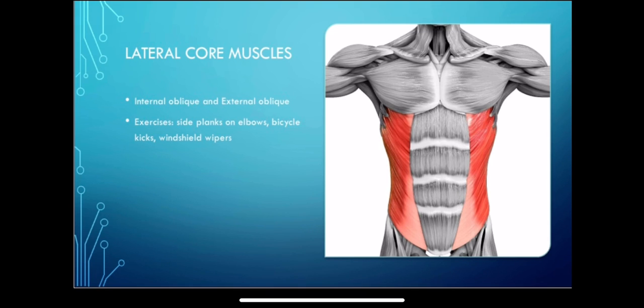Alright, so our next group of core muscles are the lateral core muscles. This is mainly made up of the internal oblique and the external oblique. The ones that are highlighted on the right are the external, and the internal are underneath those. Some exercises we can do to focus these muscles are some side planks on your elbows, bicycle kicks, and windshield wipers laying on your back with your legs. So I'll go over a couple of these just to clarify.